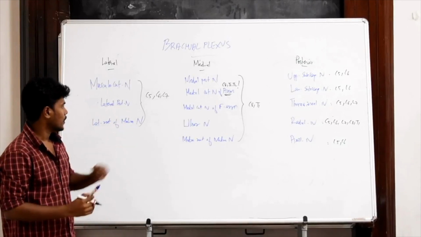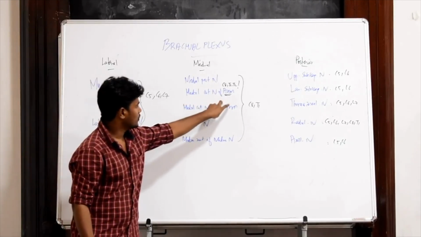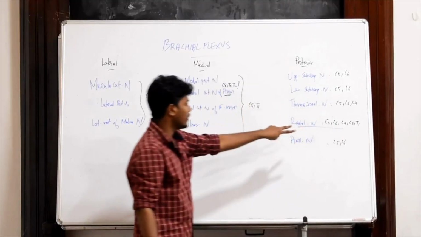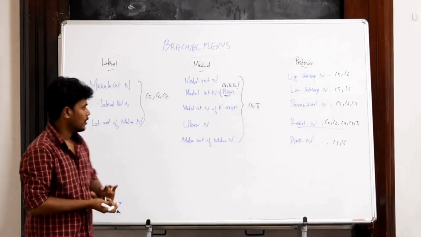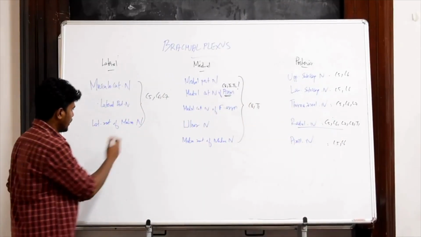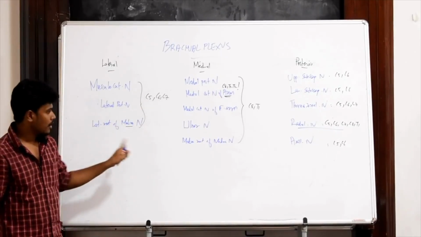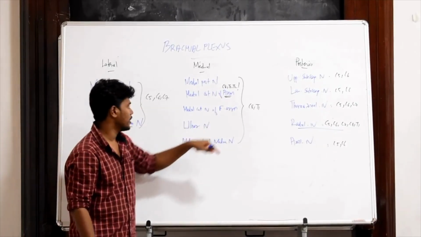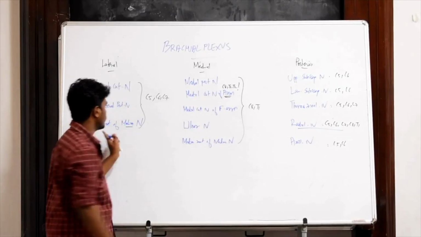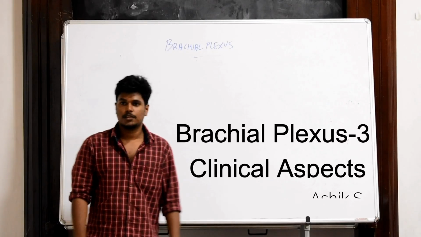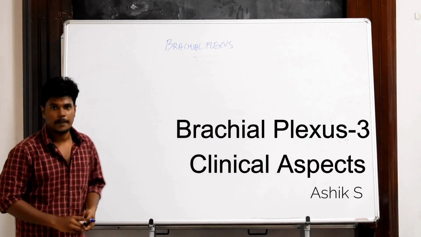It is simple. Keep a check on the medial cutaneous nerve of arm and radial nerve, because radial nerve has all the 5 roots of brachial plexus. Similarly, if we check here, we have median nerve. The lateral root of median nerve is formed by C5, C6 and C7, and its medial root is formed by C8 and T1. So we can also say the median nerve comprises all the 5 roots of brachial plexus. Now we look at the clinical aspects of brachial plexus.